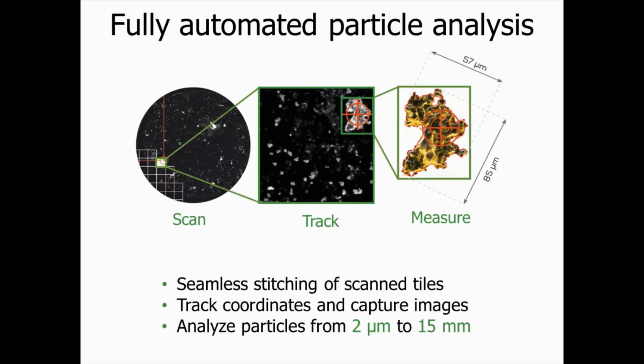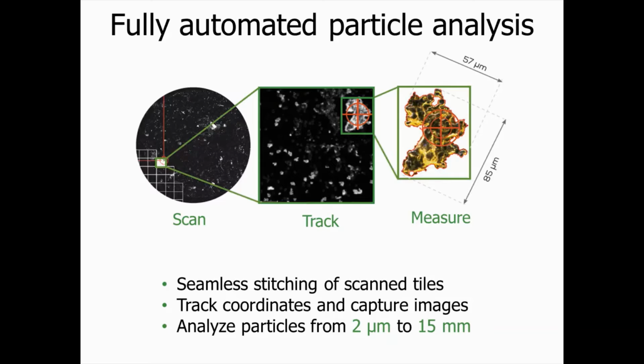Hound can automatically scan and stitch a large view area when it images a sample. It detects the particles on each image, counts the particles, and stores size and shape information for each particle. It also tracks the coordinates of the particles so that you can go back to find the particles of interest at any time to do further analysis.